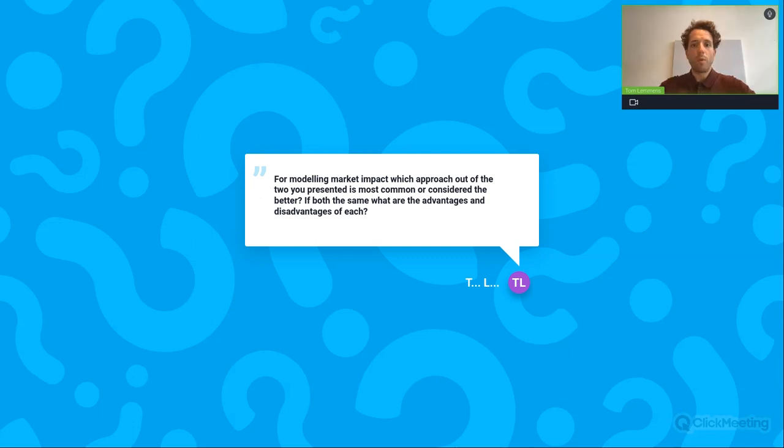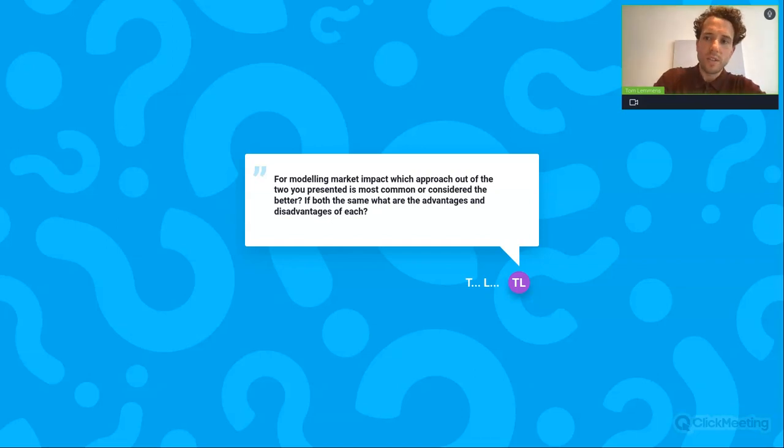So let's see, for modeling market impact, which approach out of the two presented is most common or considered the better? If both the same, what are the advantages and disadvantages of each? If the question is what is in general considered better, then my answer is that's a hard question to answer, because to be honest, there's not a lot to find on this topic. That's also why I think it was interesting to share some thoughts about this.